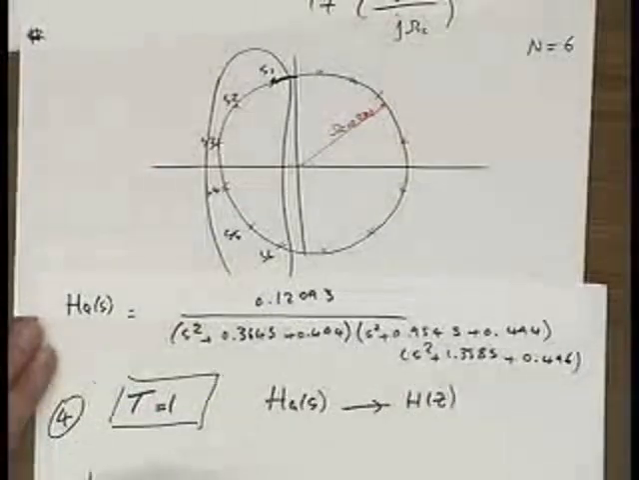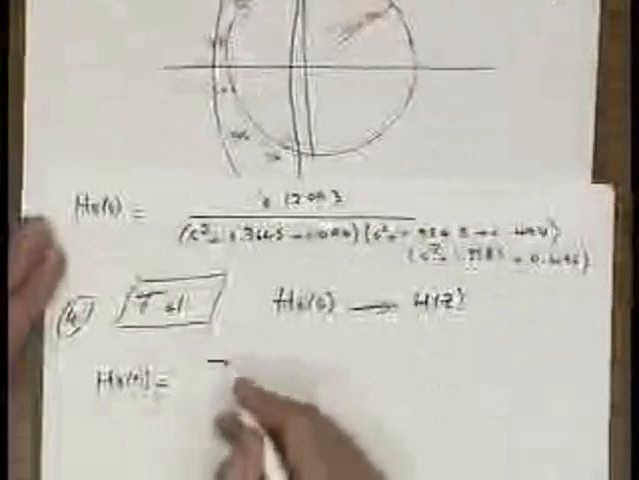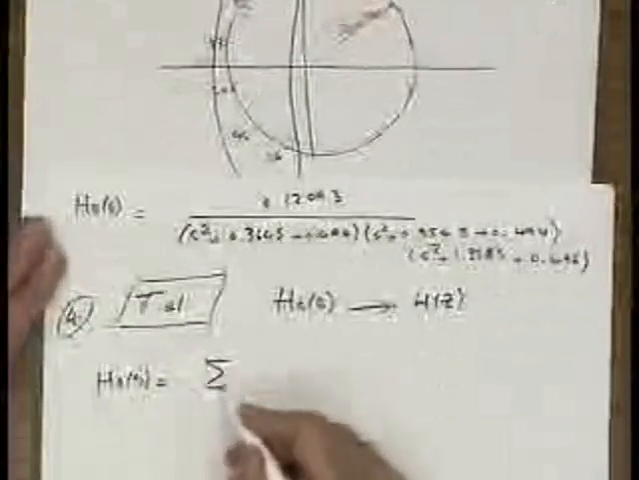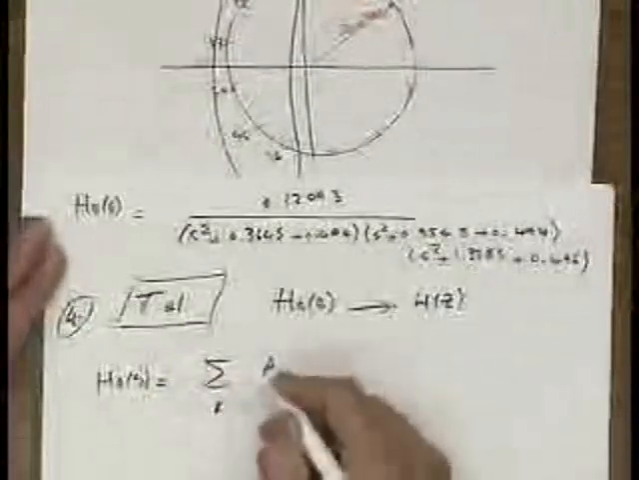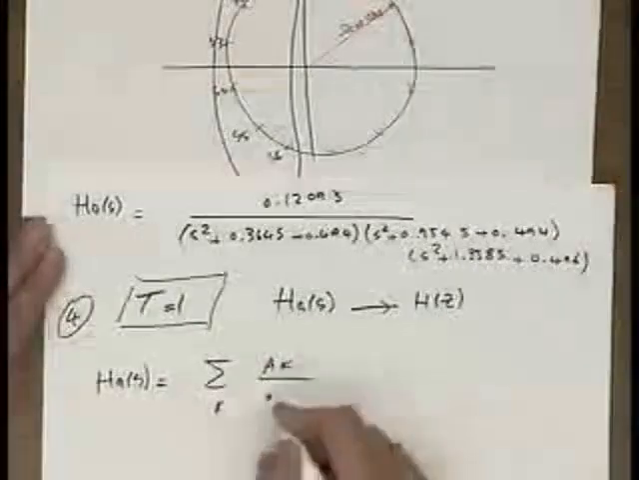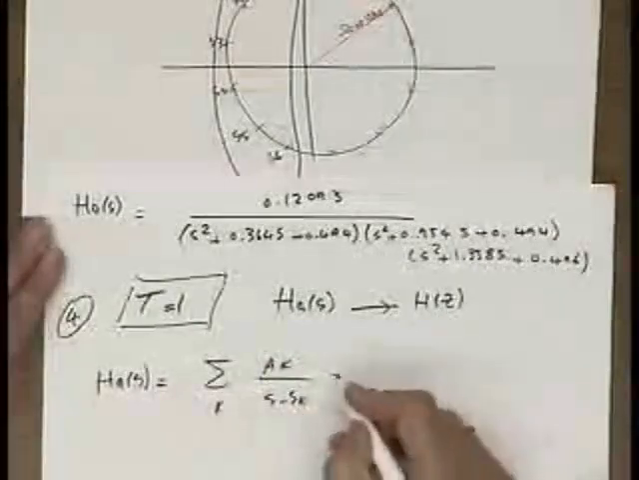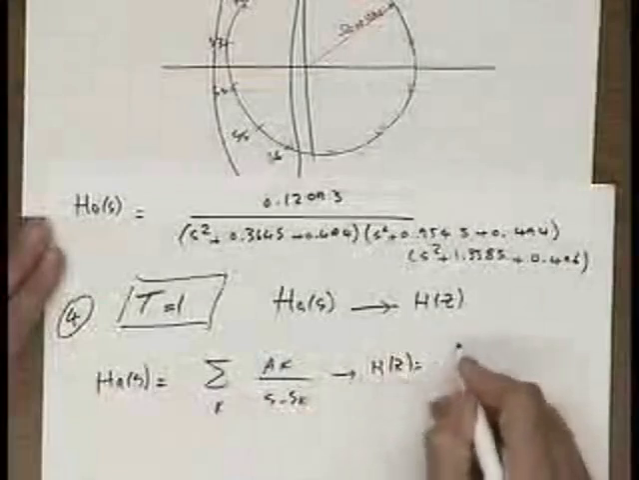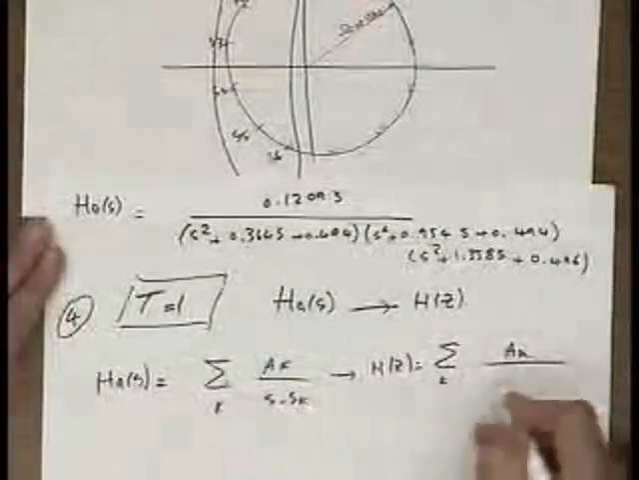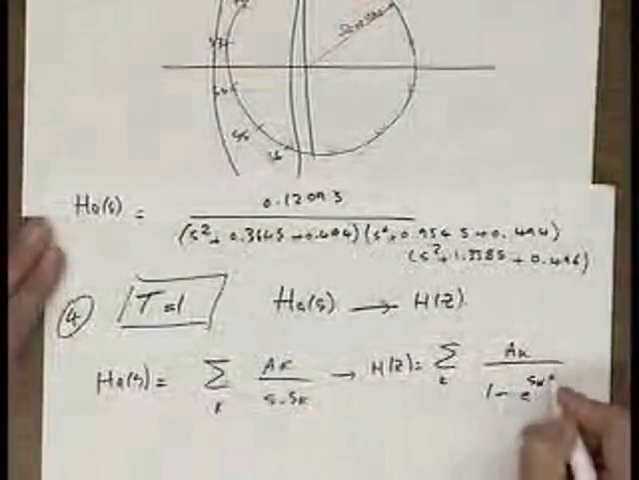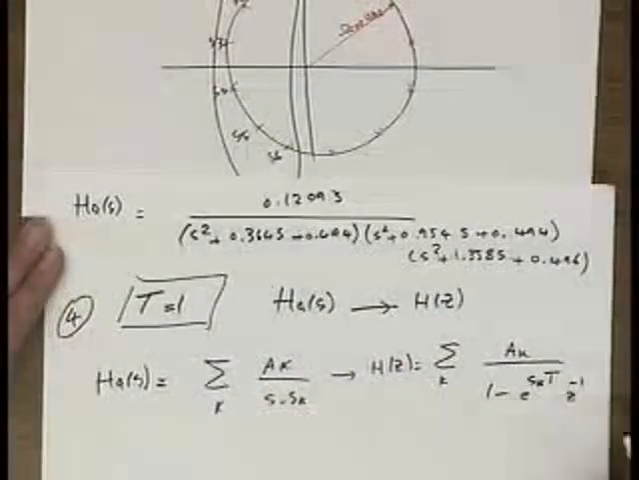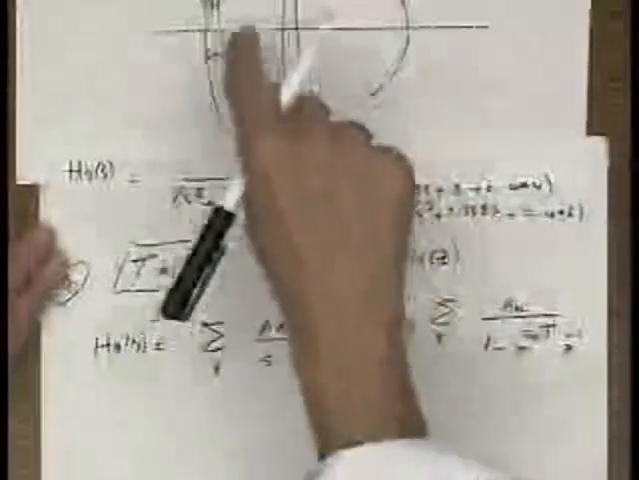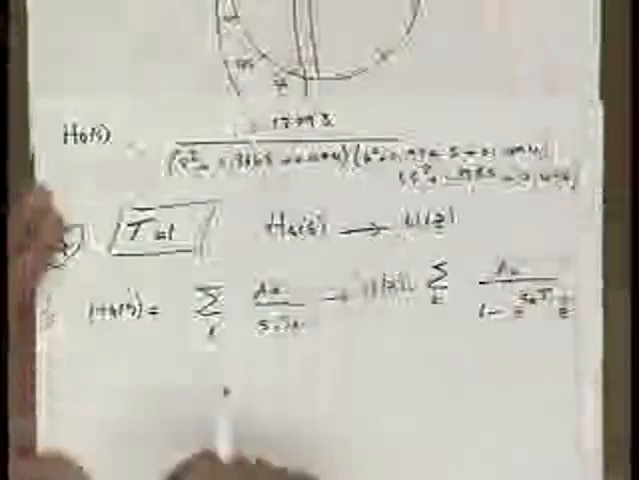Okay, and what we get is H_a(s), which you can write as a summation over k of A_k over s minus s_k. Remember, this is from last time's lecture. That means H(z) is just the summation over k of A_k over 1 minus e to the s_k T, z inverse. And because I know these s_k's are just these poles, 1, 2, 3, 4, 5, 6, I can come up with H(z).